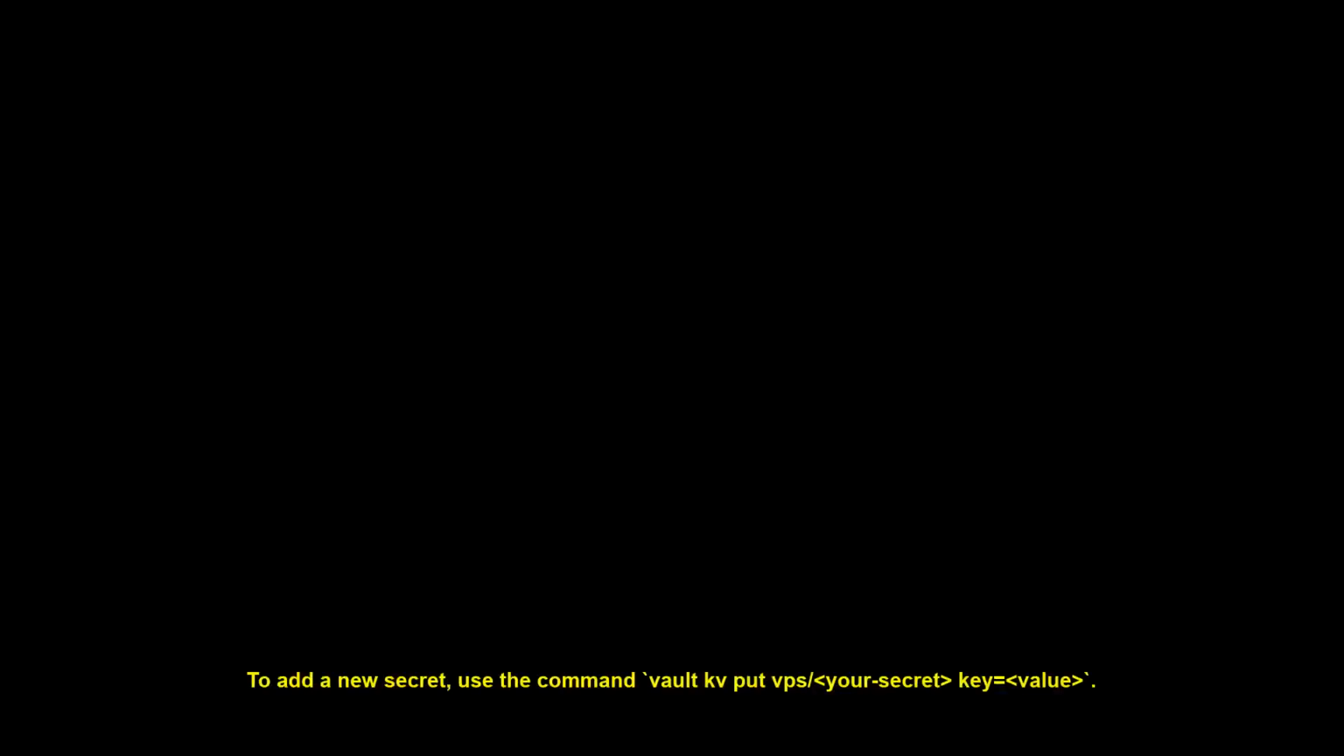To add a new secret, use the command vault kv put VPS/<your secret> key=value. Replace your secret and value with the relevant information for your VPS. To retrieve the secret later, use vault kv get VPS/<your secret>. This pulls down the previously stored secret for your use.